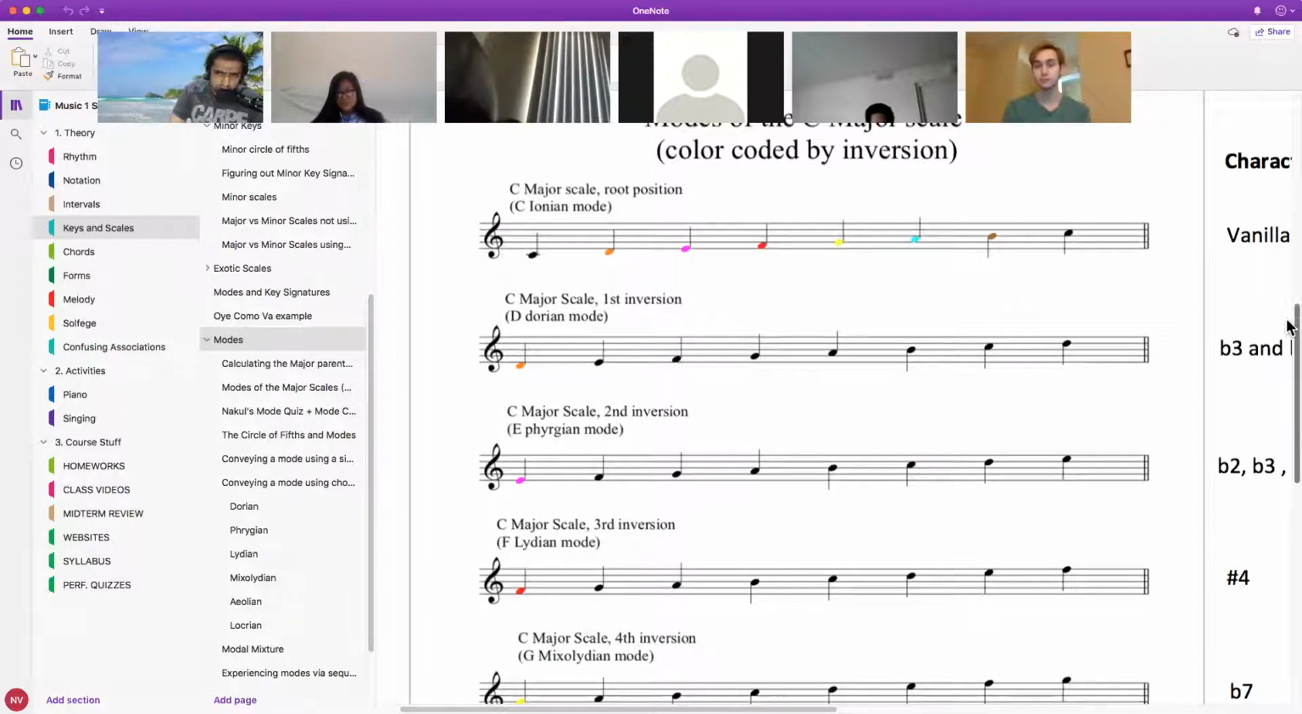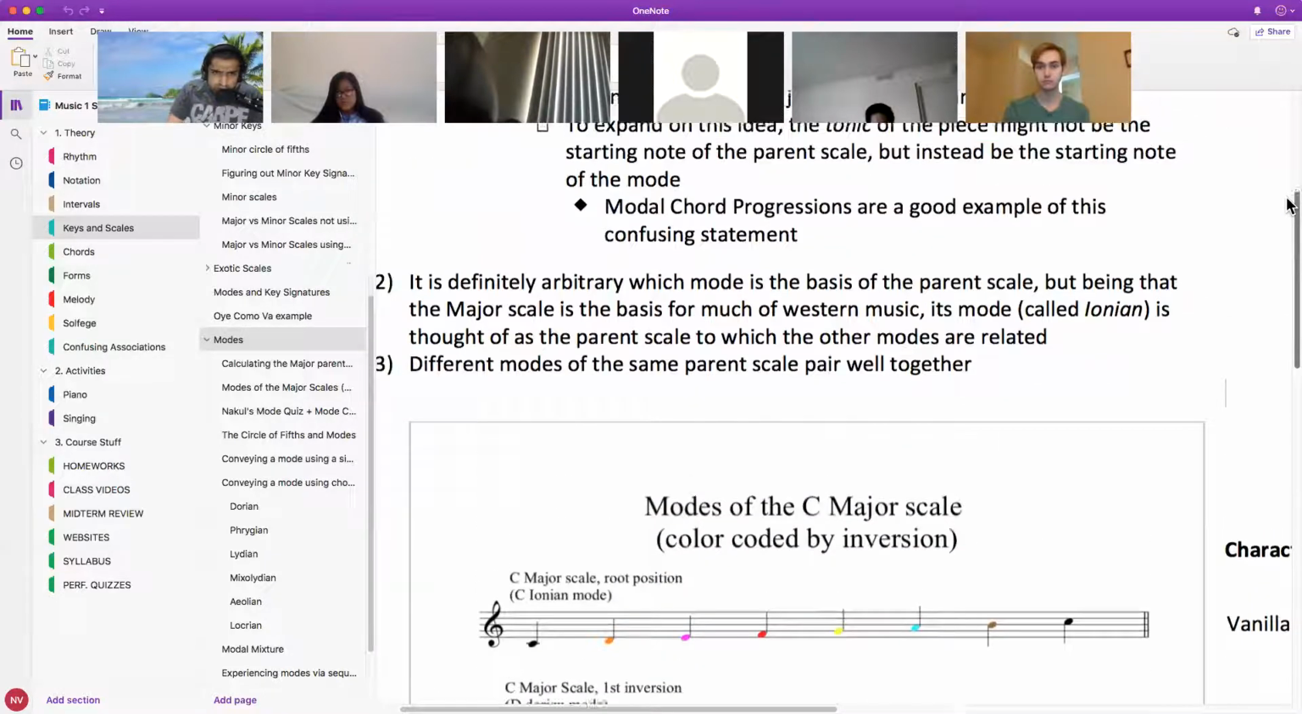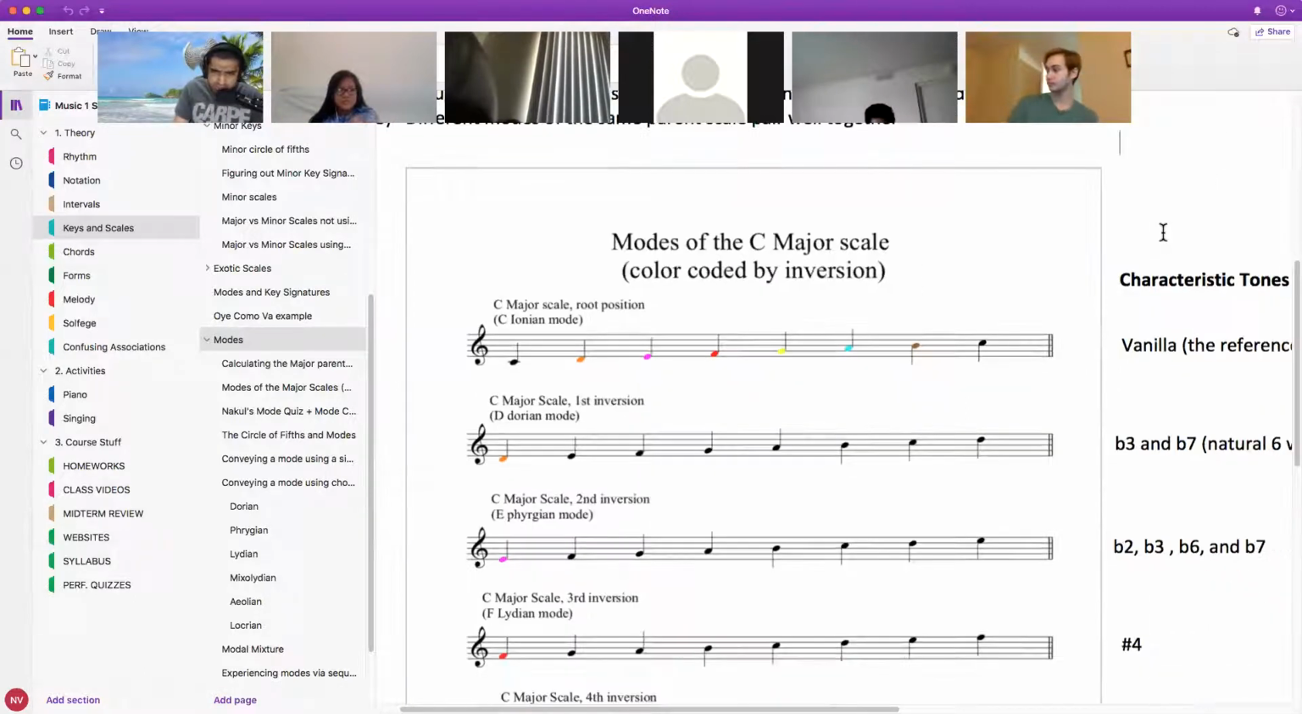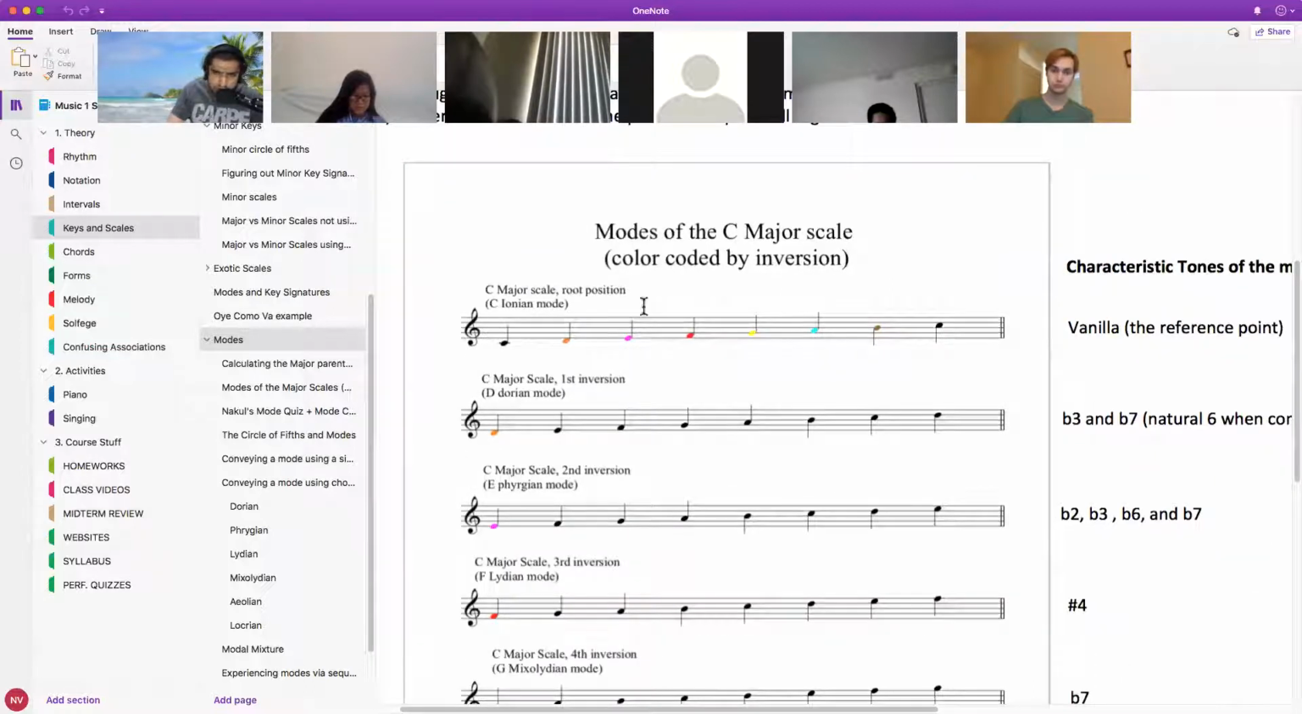So here's an idea I want you to get your head around, okay? I want you to understand this idea of a parent scale, okay? So this is the parent scale. The C major scale is the parent scale.